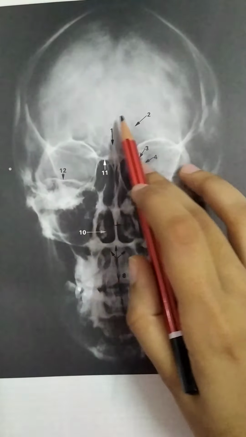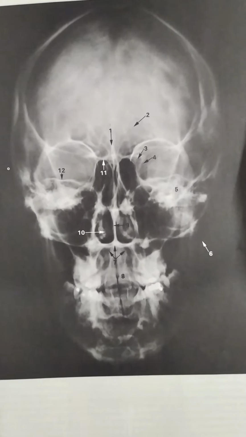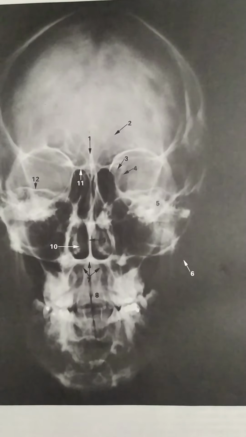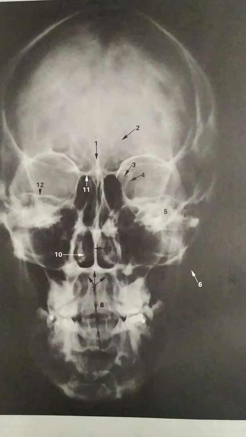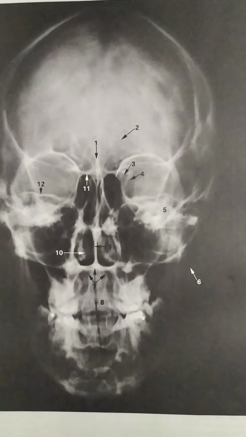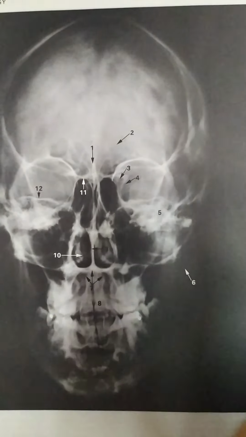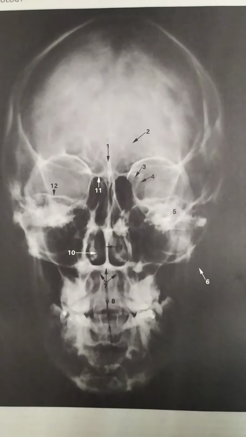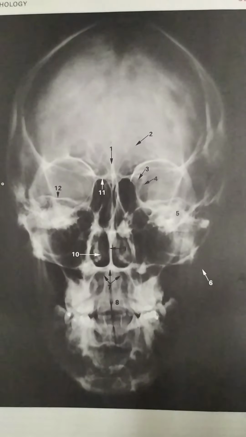And this, which you can see, is basically the bone of the skull. Whenever anybody asks you about the bones of the skull, always remember a single term, diploe. Basically the skull bones are flat and these are termed as diploe. Diploe is basically a spongy bone between the two tables of compact bone.